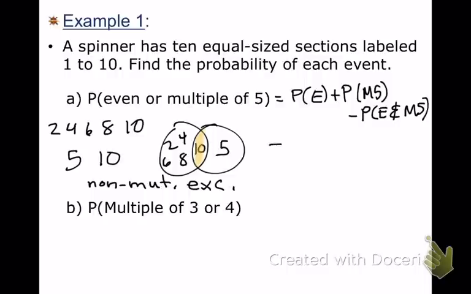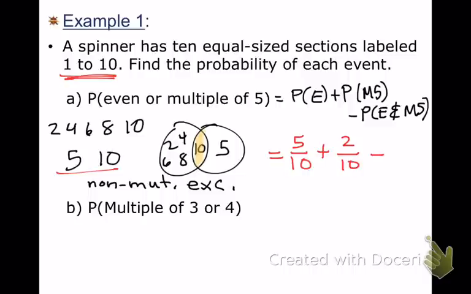So in this case, my answer would be, change up the color. So it's going to equal the event A. The first event, there are 5 out of 10, because the spinner has numbers from 1 through 10, and 5 of them are even, plus how many are multiples of 5? There are 2 multiples of 5 out of the 10 numbers on the spinner.